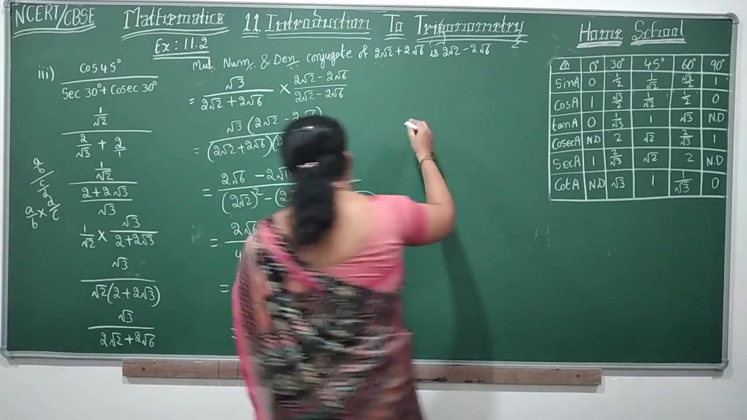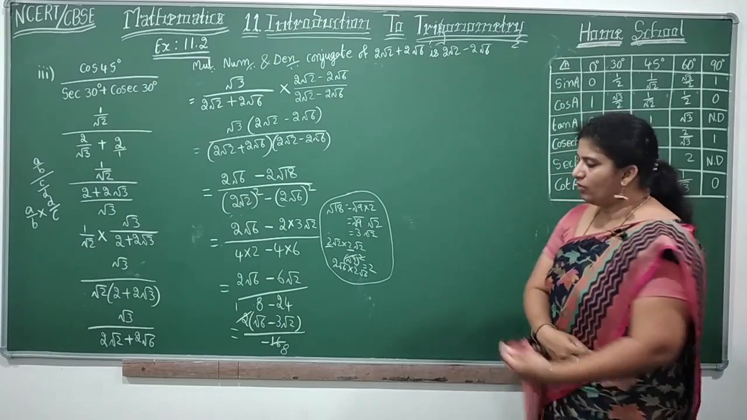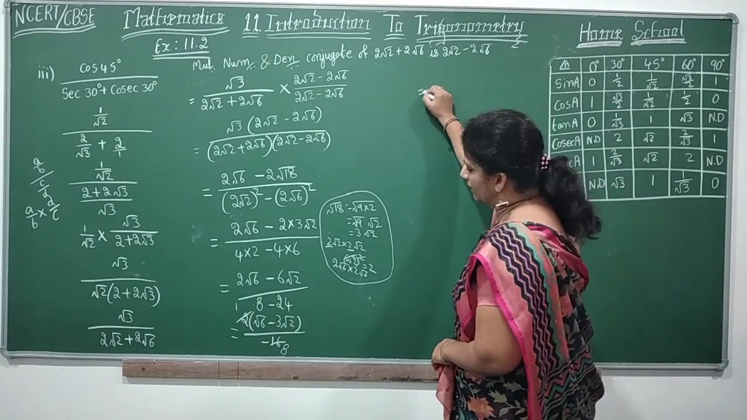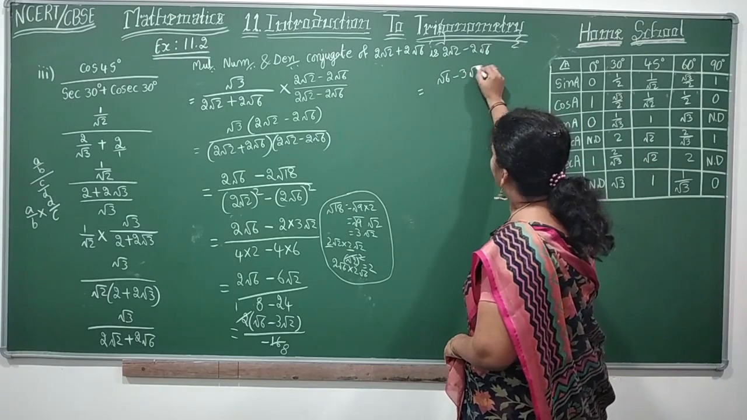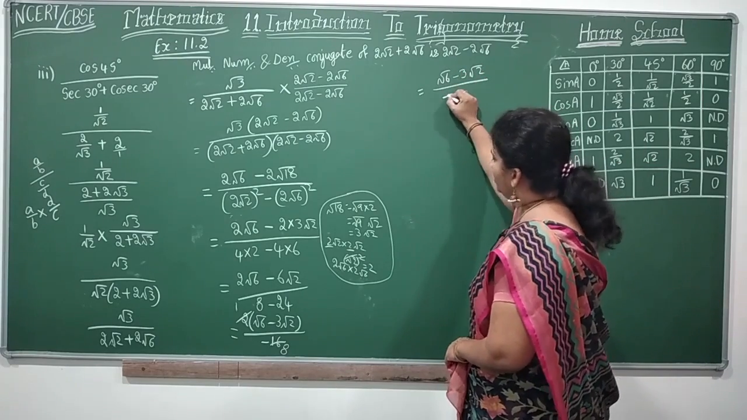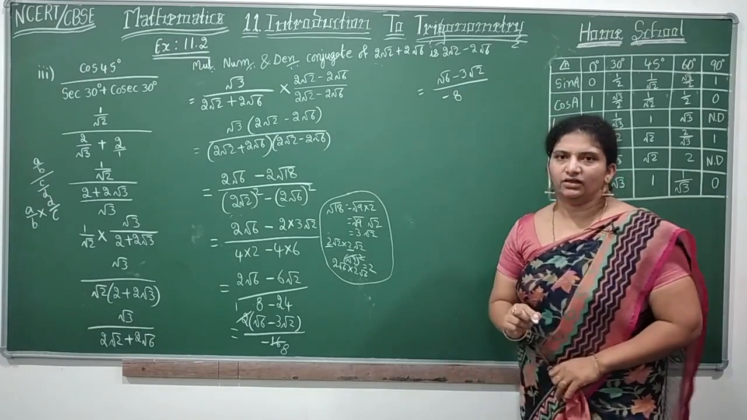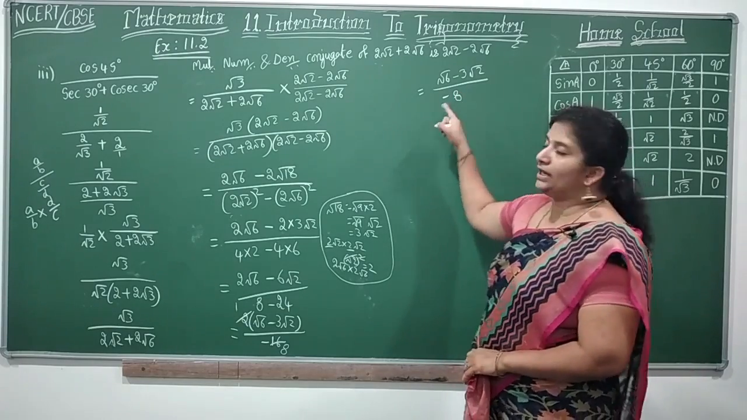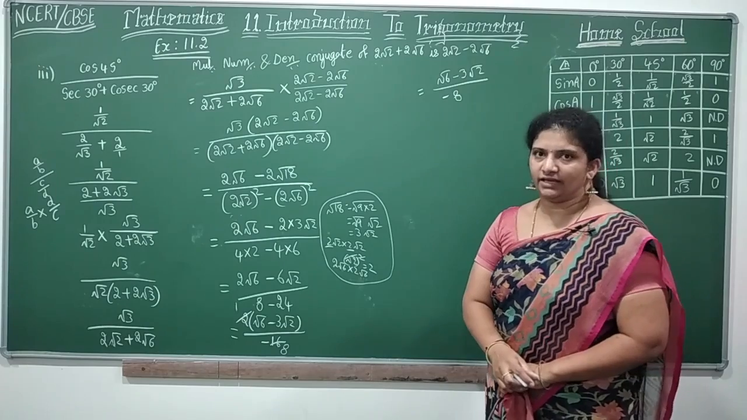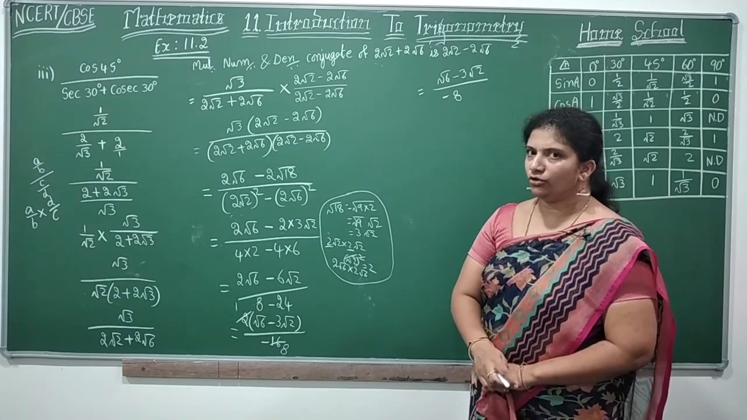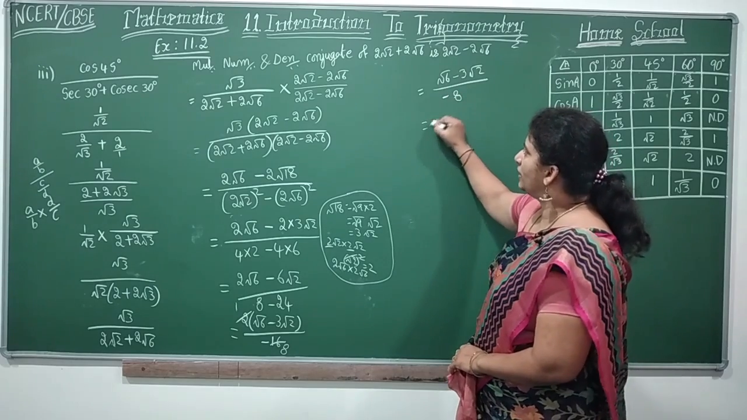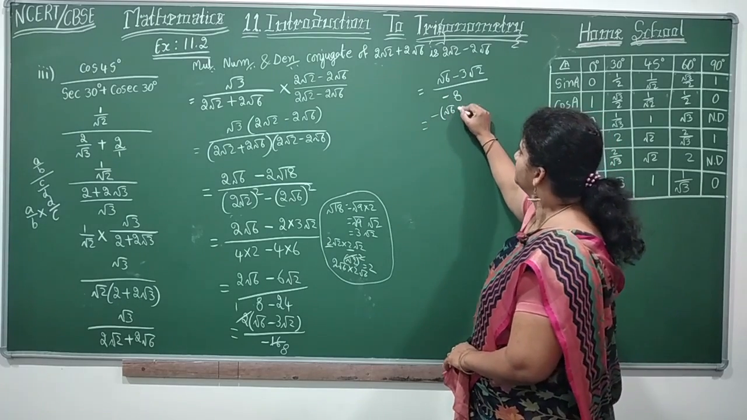Okay. Now 2 1s are 2, 2 8s are 16. Okay. What did you get here? Answer, children, here. What did you get? Is equal to root 6 minus 3 root 2 by minus 8. Okay. So here in the denominator you have a negative sign. So the denominator should not be negative. So next step, what do you do? Multiply numerator and denominator with a negative sign.